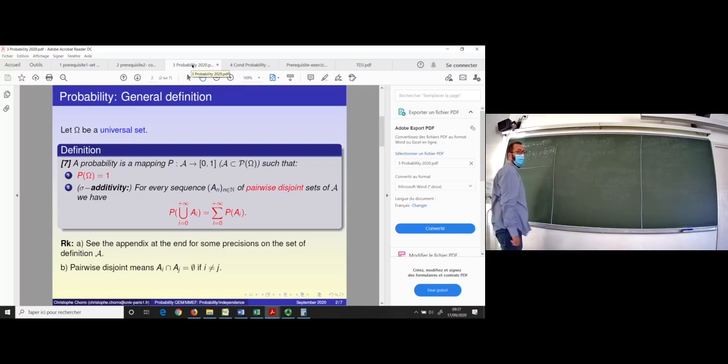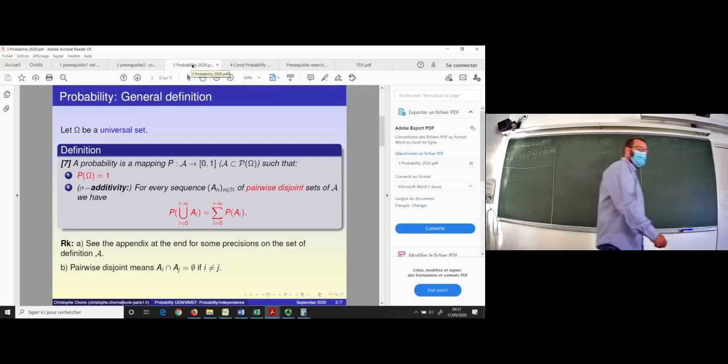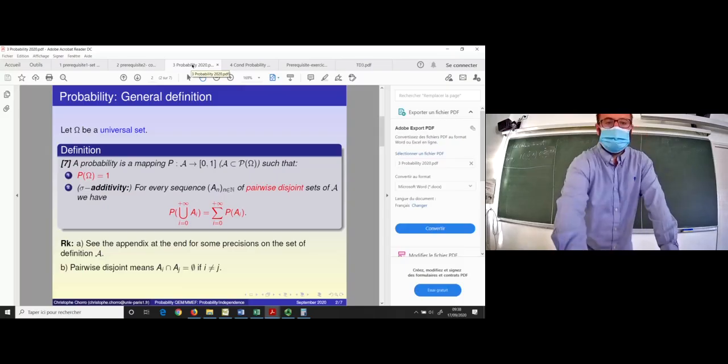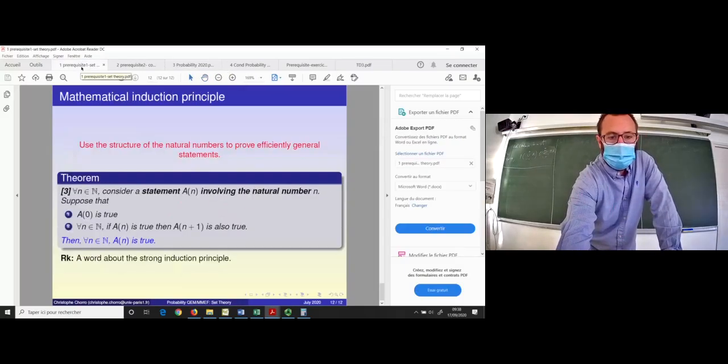Okay. So I have to prove this. In the slides concerning prerequisites, you have something concerning induction reasoning. It was this one here.